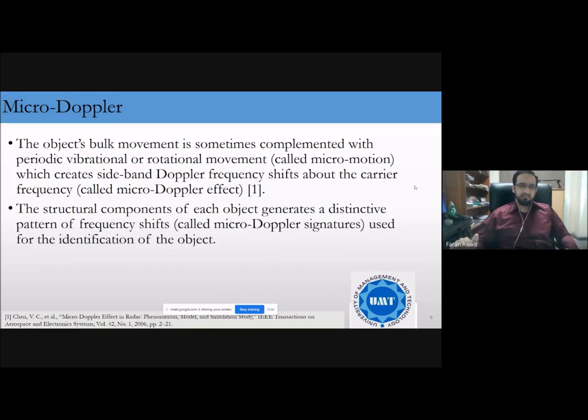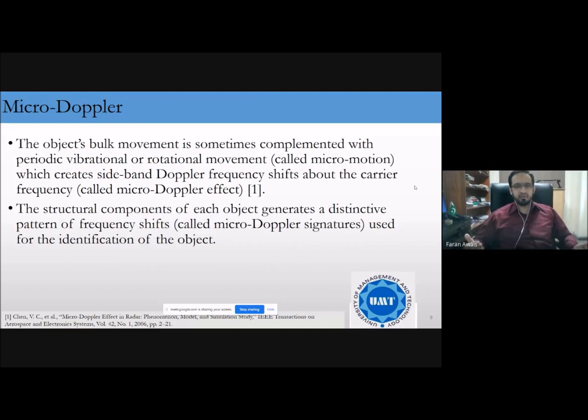Let me make it a little bit simpler, right? Whenever we are walking, all of our body is moving, but our limbs are also moving. Those limbs are also generating a micro Doppler, right? So limbs are important over here, right?